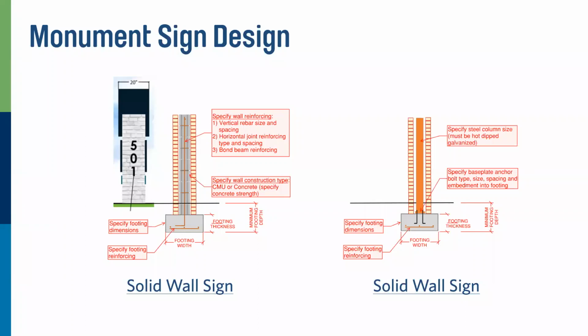So for the CMU wall, you have to show me the footing. You have to specify how large the footing is. Give me the dimensions. How wide is it? How thick is it? You have to tell me what the reinforcing is in it. What is the rebar? Typically, you're going to have like 3 number 5s or something like that. The footing thickness is usually at least 12 inches deep.